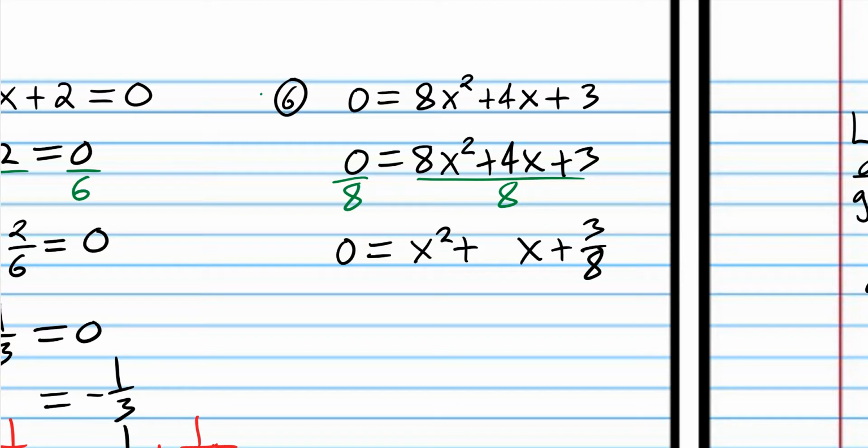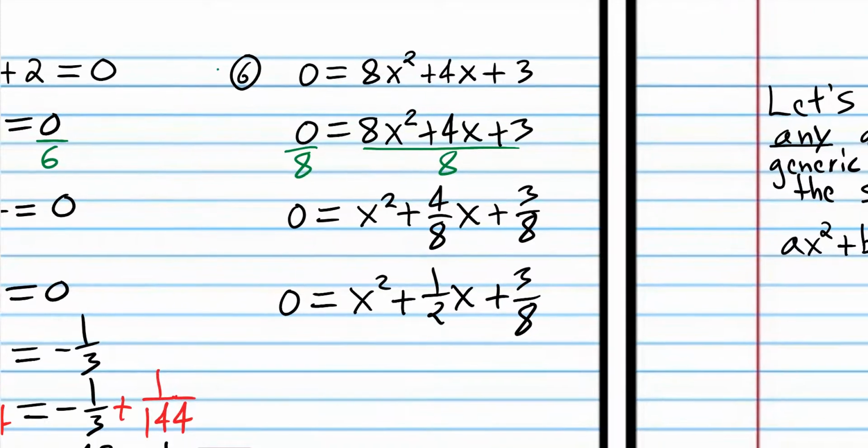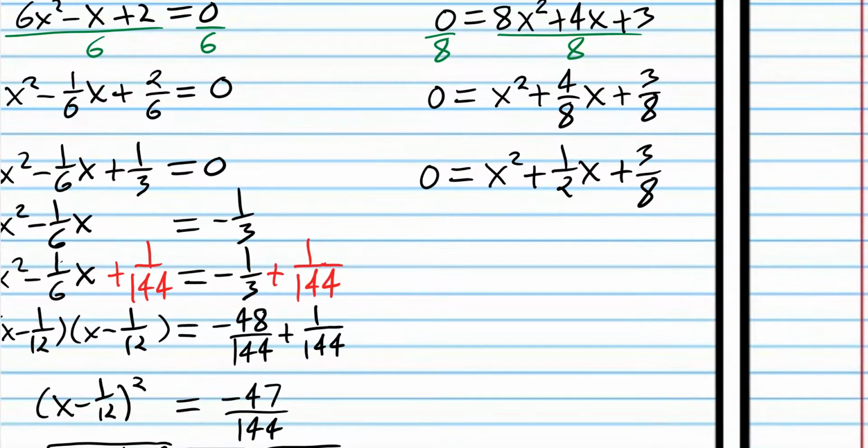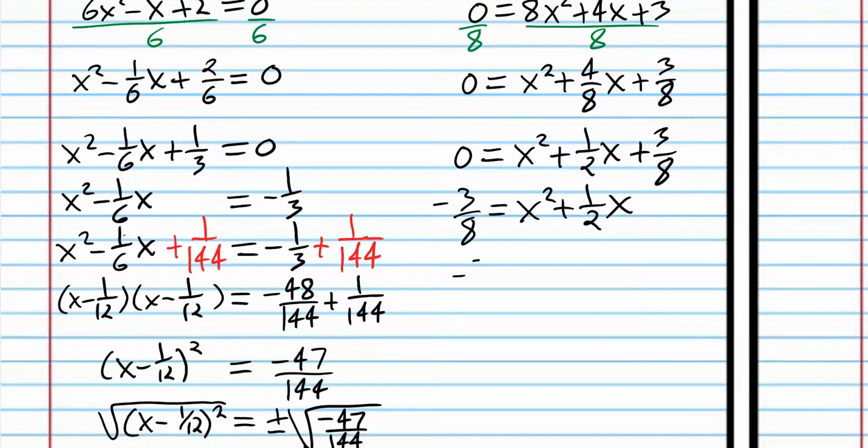Now, I guess I could write that step there just to be absolutely sure that you know what's going on. So again, what's different about this problem is you have to reduce that fraction. You actually don't have to reduce it, but it makes it a lot easier. So now, as usual, we're going to put the 3/8 on the other side. And now we're ready to complete the square.